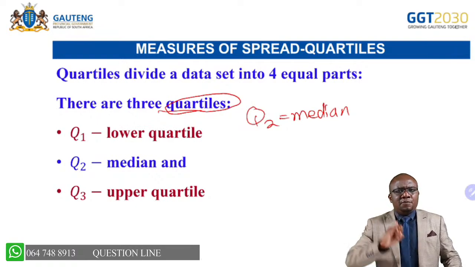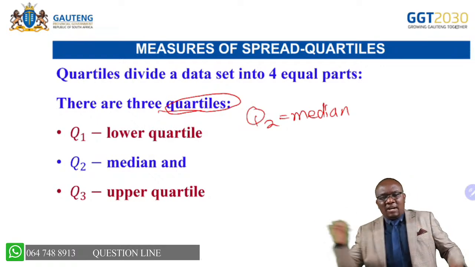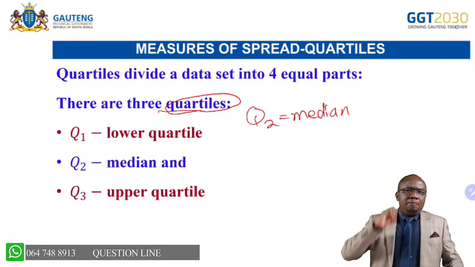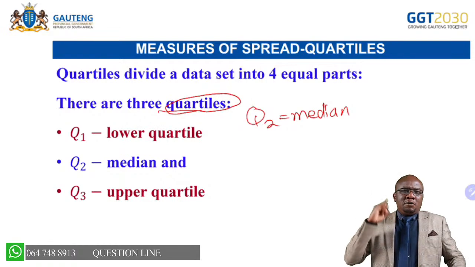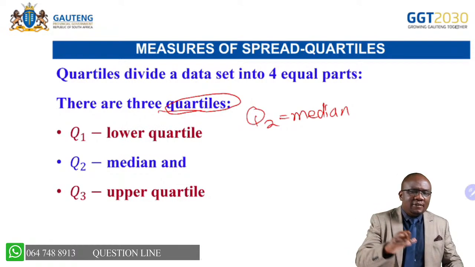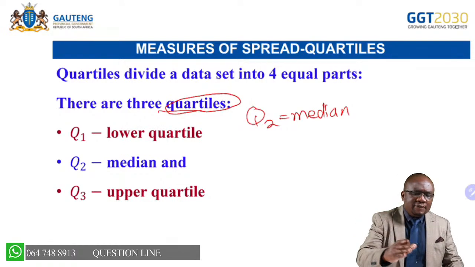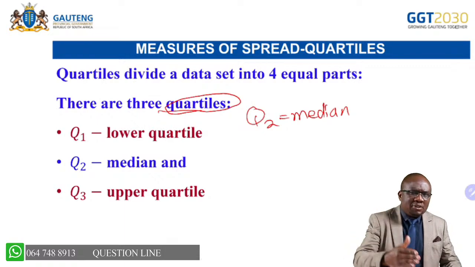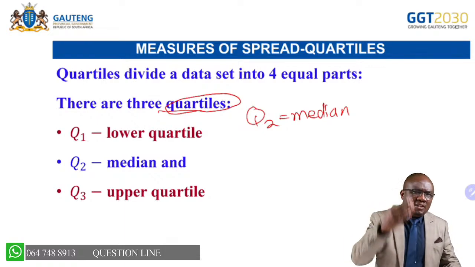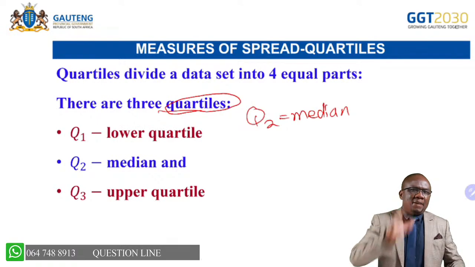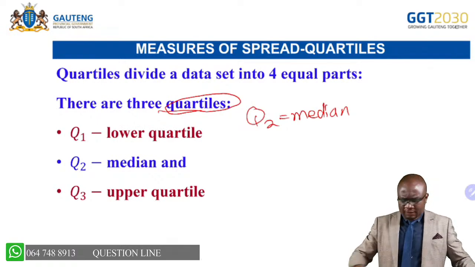Let me name them as they increase. Minimum value, followed by the lower quartile, followed by the median, followed by the upper quartile, and then lastly, the maximum value. 5-number summary. Okay, right.